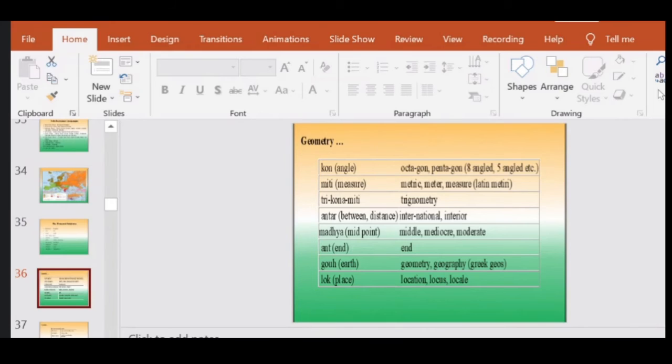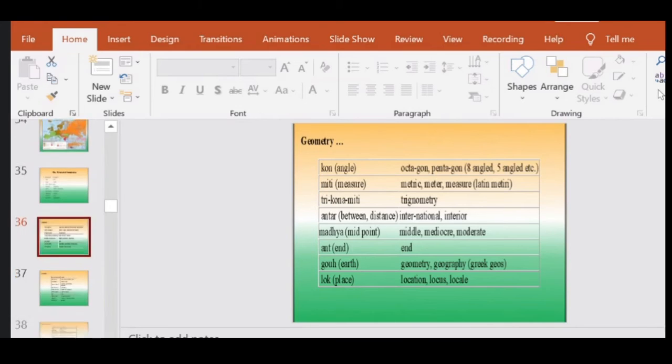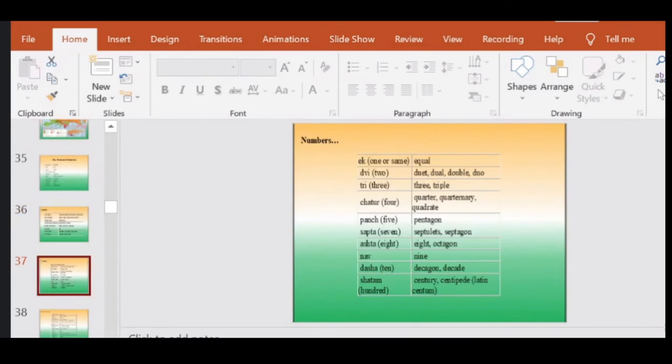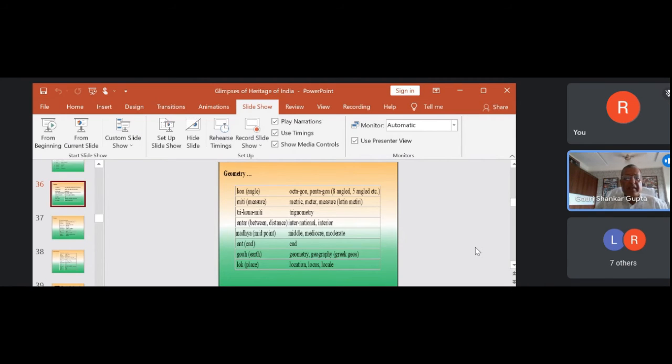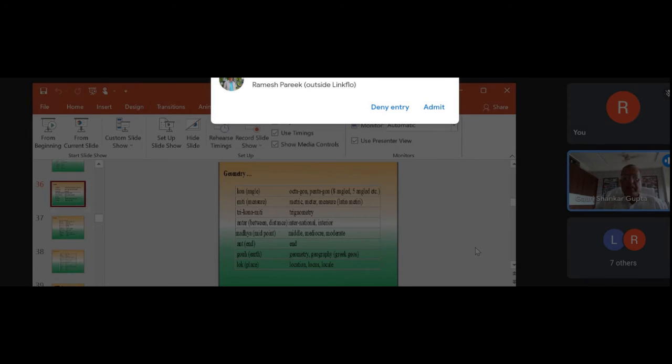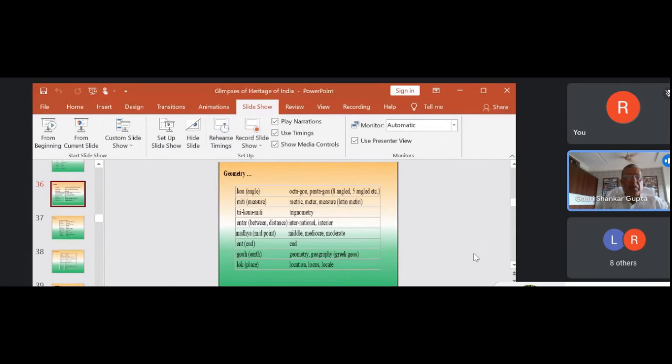Then we have lok. Lok is the place. We have teen lok, char lok, location, local, locus. All this comes from lok. So this is just an example. I have a large number of vocabulary which I will explain to you in due course. First, we will finish the part which we started last time, that is on Sanskrit. And then we will move to astronomy and mathematics. So let us now go back to Sanskrit.